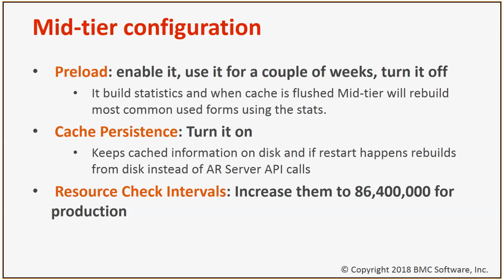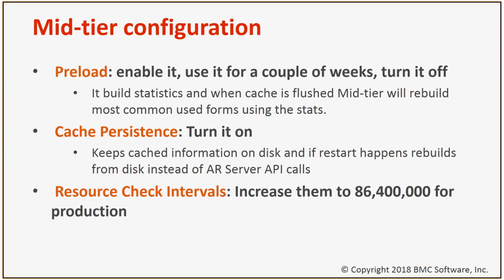The resource check interval needs to stay enabled, but it needs to have a higher value, like 1,000 days, as in this example. If we keep it at the default value, 86,400, it will cause Midtiers to check back with the Azure server on a daily basis for changes.